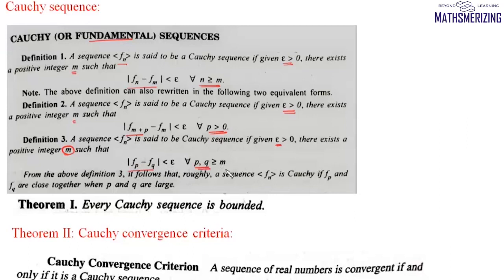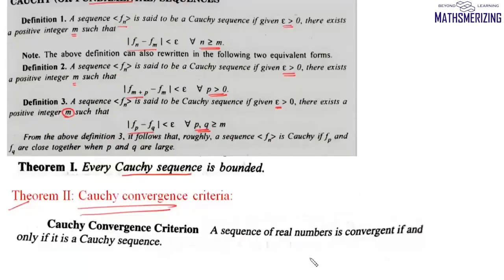Now there are two theorems on Cauchy sequences that we need to know. The first theorem is every Cauchy sequence is a bounded sequence. The second theorem is Cauchy's convergence criterion, and we are more interested in this. It says a sequence of real numbers is convergent if and only if it is a Cauchy sequence. So every Cauchy sequence is a convergent sequence and vice versa. Now let us take up an example.